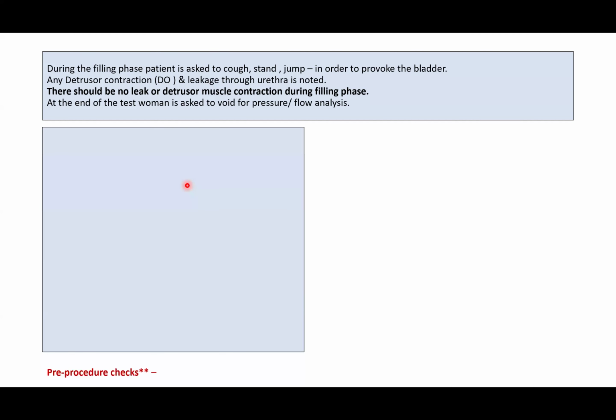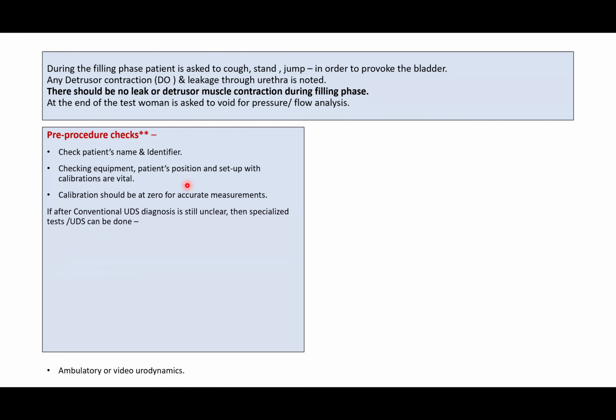Now we have to see some more important patient safety points, the pre-procedure checks. You have to check the patient's name and identifier, check the equipment, whether it is working properly, and the patient's position. Patient position will be either sitting or standing. Setup, like the calibrations, is vital. Calibration should be at 0.